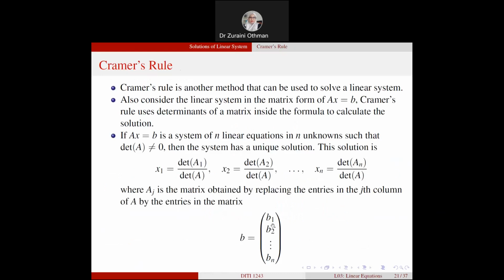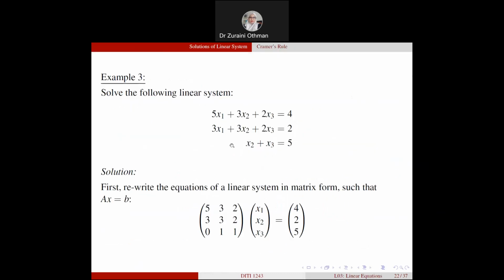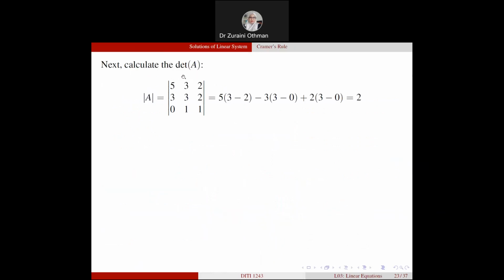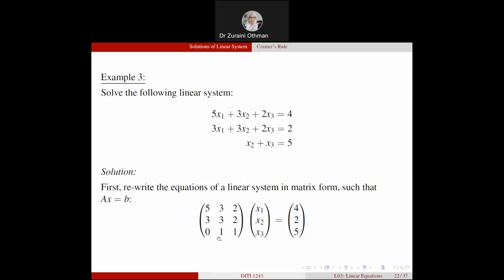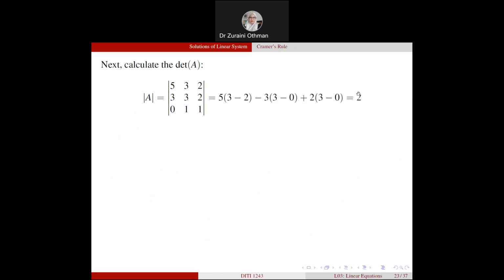For example, here we have a question like this, and we transfer it to the matrix to become like this. So what is Cramer's rule? Cramer's rule is, first you have to find the determinant of your matrix. So you get the determinant, and it is 2.